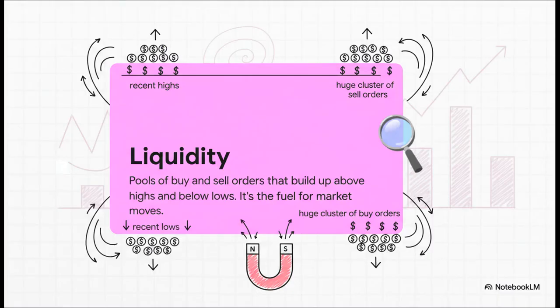Now, liquidity sounds like some complicated fancy term, but it's really not. It's just where the orders are. See, huge clusters of buy and sell orders, especially people's stop-loss orders, naturally build up just above recent highs and just below recent lows. And this liquidity is like fuel for the market engine. The big institutions need to fill their massive positions, so the market is drawn to it like a magnet.